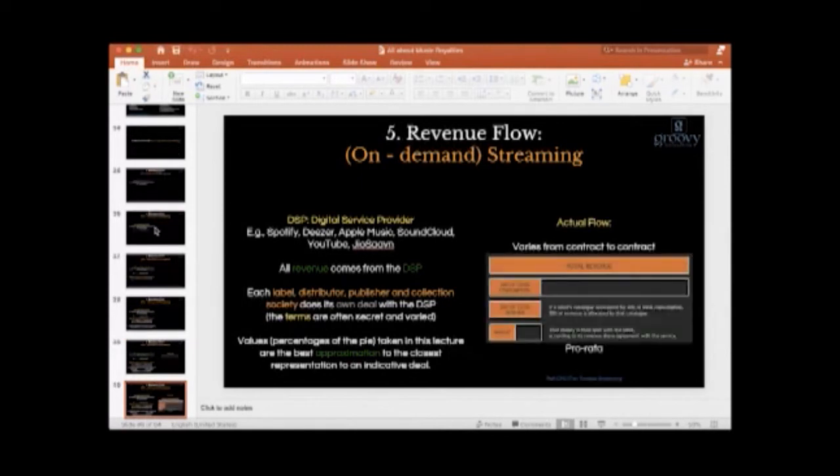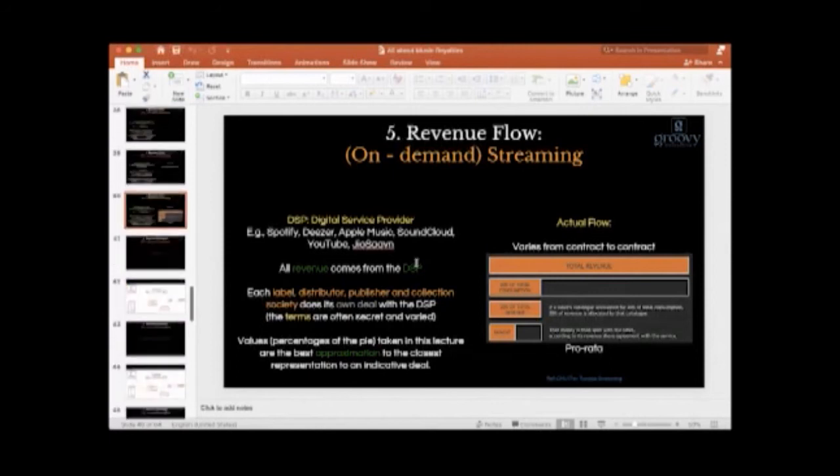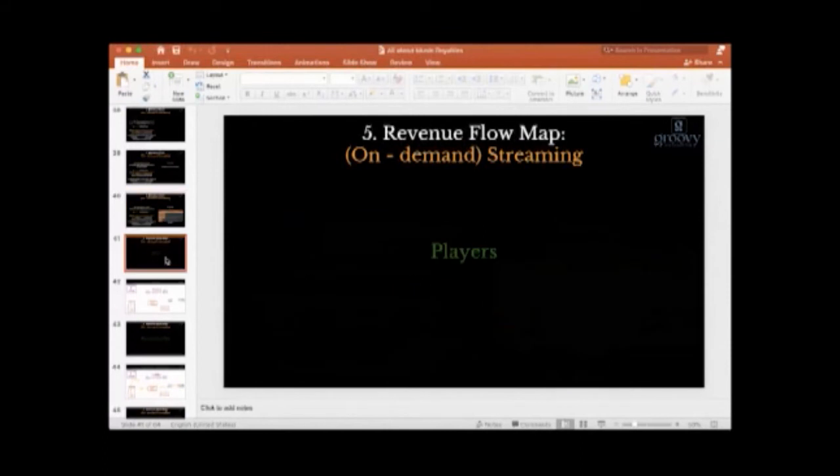In a sense, what happens is that the DSP figures out what is the total revenue that they've earned. If a label's catalog accounted for, for example, 20% of total consumption, then 20% of revenue is allocated to that catalog, out of which, depending on the contract, the DSP takes some part and then sends on to the record label the other part. So let's talk about that diagram.